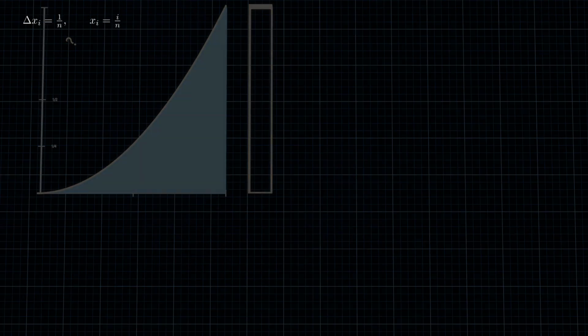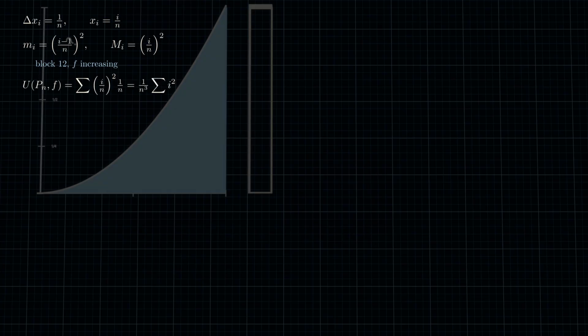The uniform partition gives width 1 over n, so xi is i over n. Is x squared increasing here? Yes, proved earlier. For u and v at least 0, with u at most v, u squared is at most v squared. So little mi is f of xi minus 1, and big Mi is f of xi. Upper sum: the sum from 1 to n of Mi delta xi, that is (i over n) all squared, times 1 over n, i squared over n cubed. n cubed does not depend on i, so pull it out. 1 over n cubed times the sum of i squared.